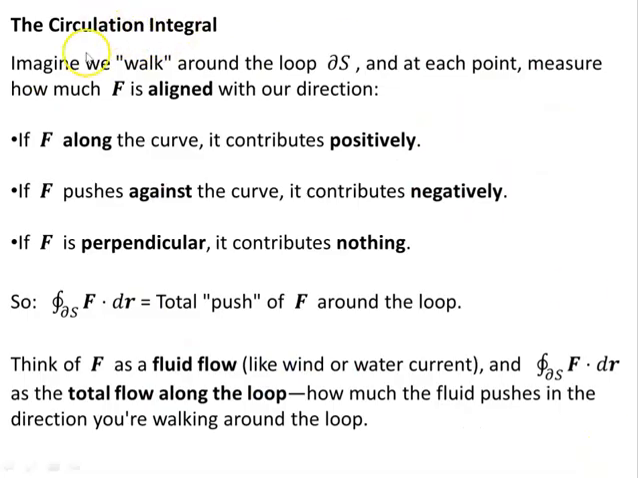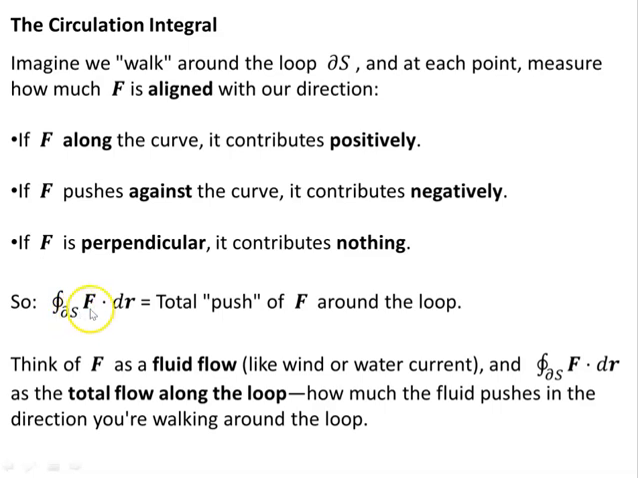All right, so the circulation integral. Imagine we walk around the loop, partial S, and at each point measure how much F is aligned with our direction. Remember, that's the component parallel to dr. Now, if F is along the curve, if theta is less than pi on 2, it contributes positively. If F pushes against the curve, in other words, theta is greater than pi on 2, it contributes negatively. And if F is perpendicular, that's theta is pi on 2 or 90 degrees, it contributes nothing.